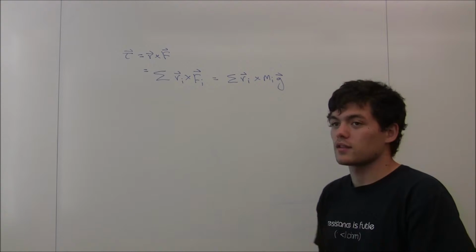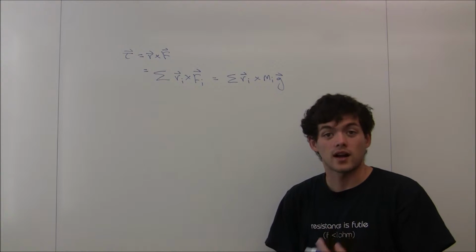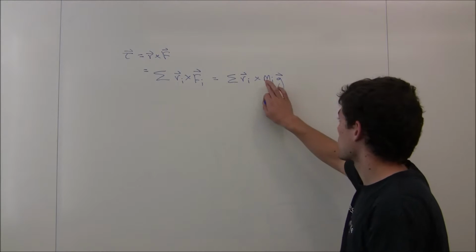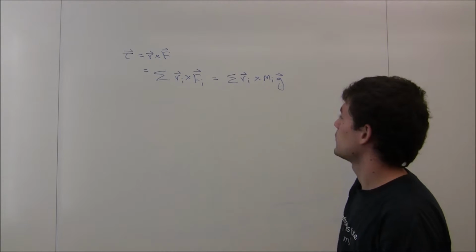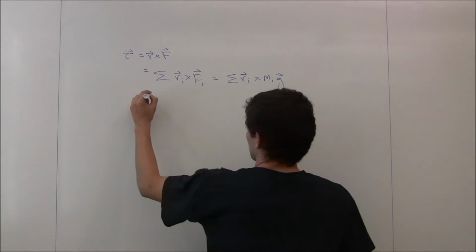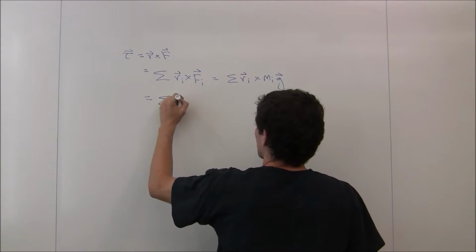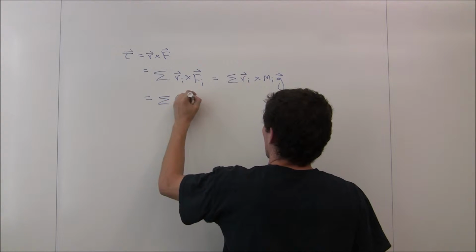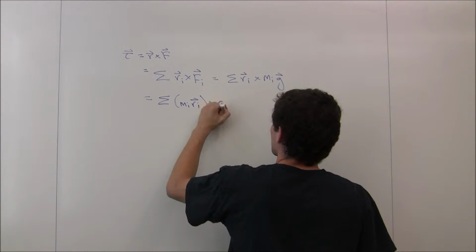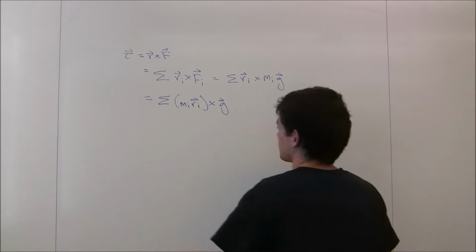And since we know that the cross product can have constant coefficients factored out of it, we're going to factor out the mi and move it over to the other term. So this is going to give us the sum of mi Ri cross g.